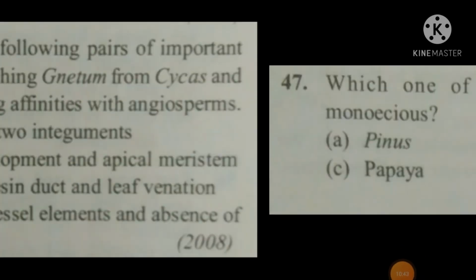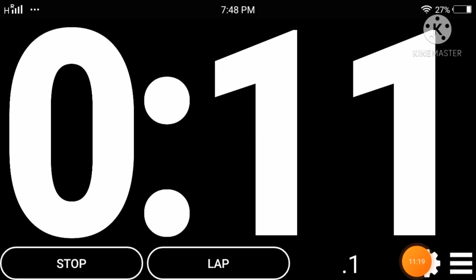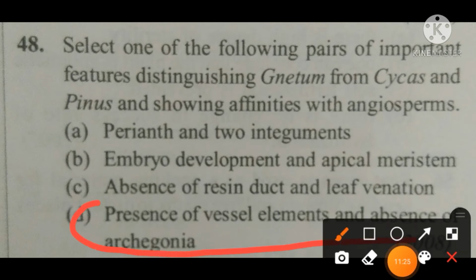Next question, select one of the following pairs of important features distinguishing Gnetum from Cycas and Pinus and showing affinities with angiosperms. A. Perianth and two integuments. B. Embryo development and apical meristem. C. Absence of resin duct and leaf venation. D. Presence of vessel elements and absence of archegonia. So the correct answer for this is option D, presence of vessel elements and absence of archegonia.